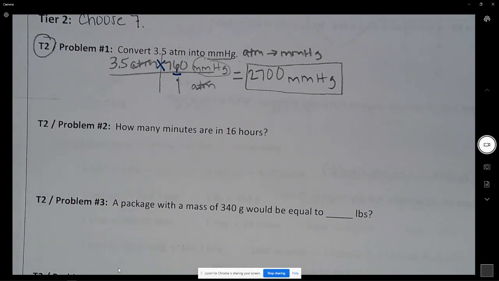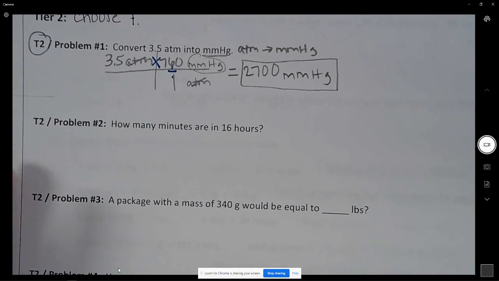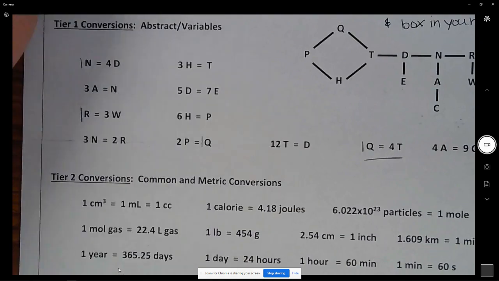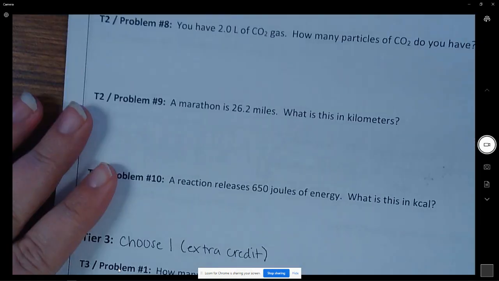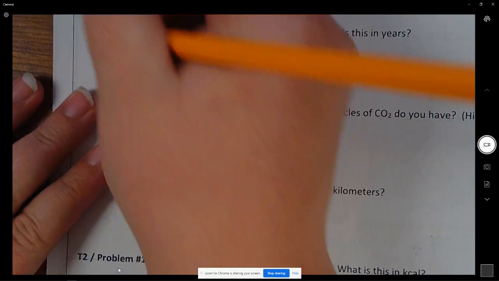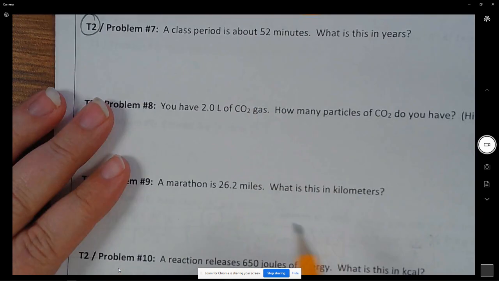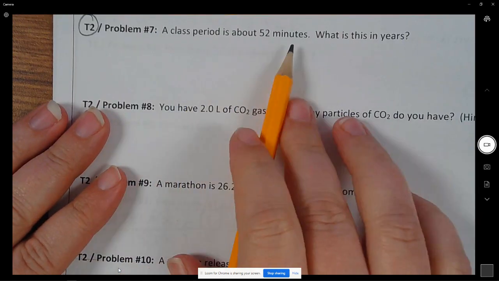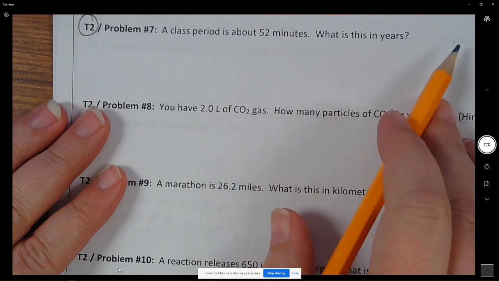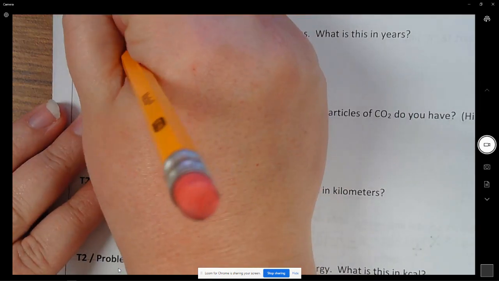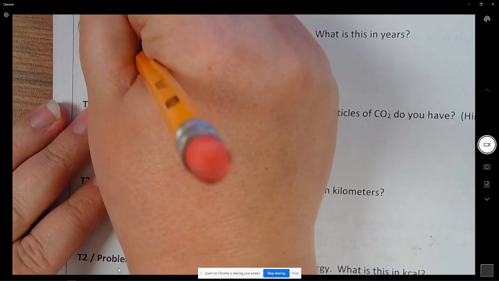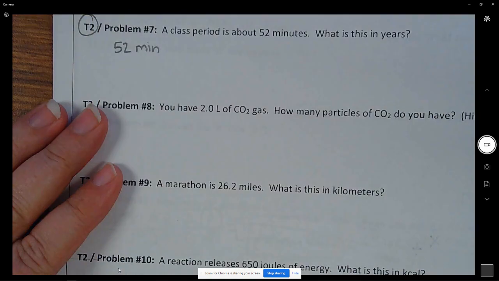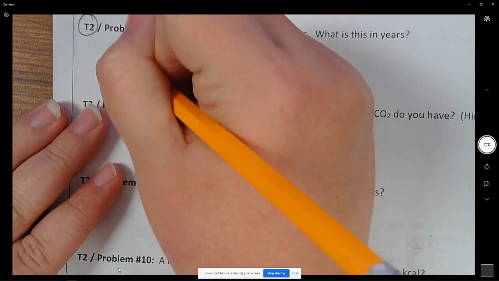The next one I'm going to work is problem number 7. So problem number 7 is right here. A class period is about 52 minutes. What is this in years? So we always put what we start with, so 52 minutes, and I'm going to use the abbreviation because I don't want to write a lot if I don't have to.